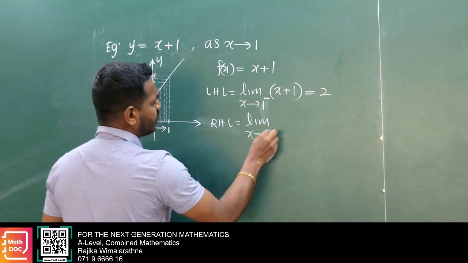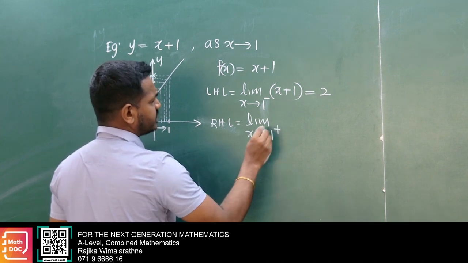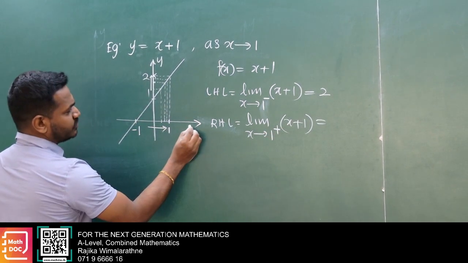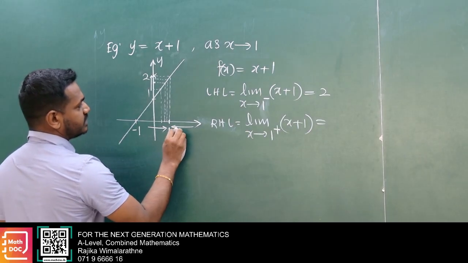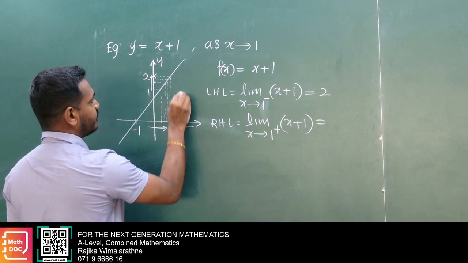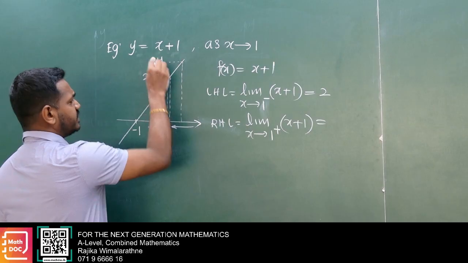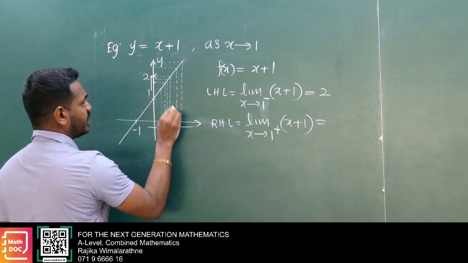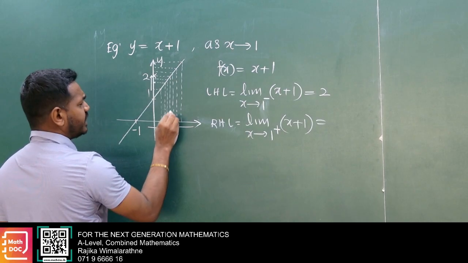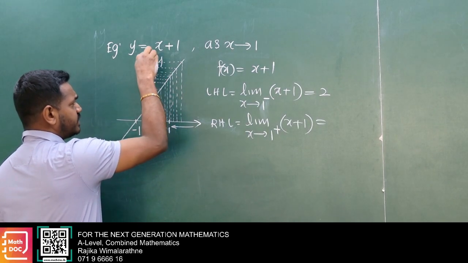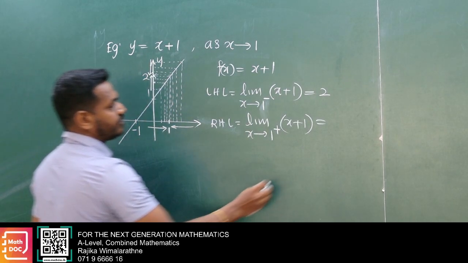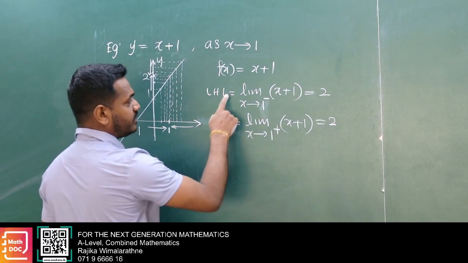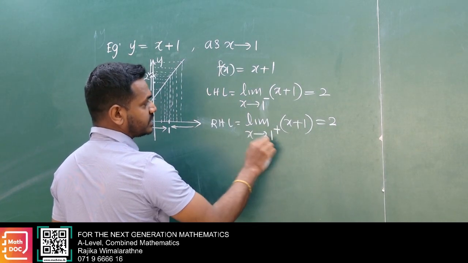Limit x arrow 1 plus, here the function x plus 1. Now x moves towards 1 from the right hand side. If you consider x somewhere here, the corresponding y value is here. When x comes here, y is here. Therefore, it moves towards 2 again. Then the left hand limit is 2, the right hand limit is 2 as x goes to 1.